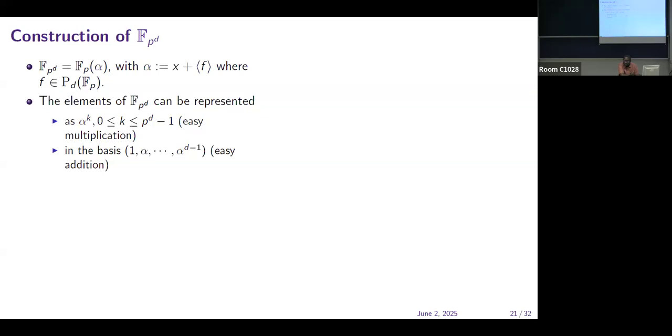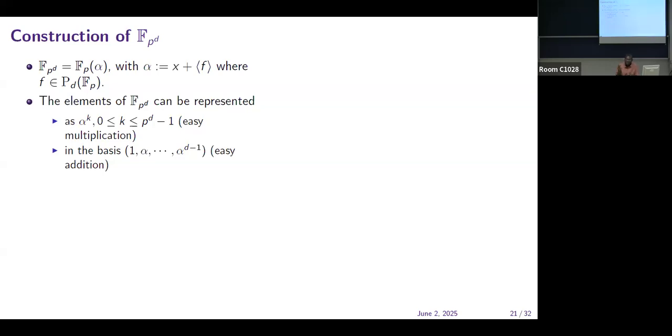To construct F_p(alpha), alpha is equal to x plus the maximal ideal generated by f, where f is the primitive polynomial. You note that alpha power k is easy multiplication.